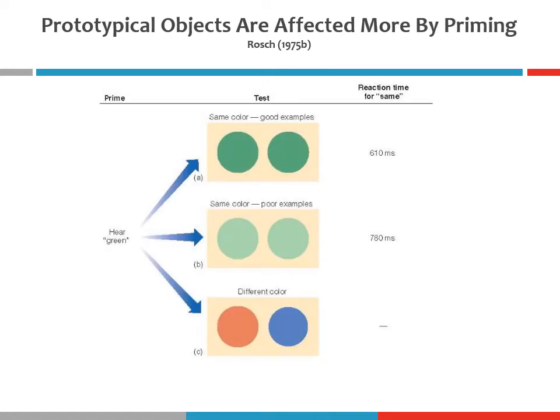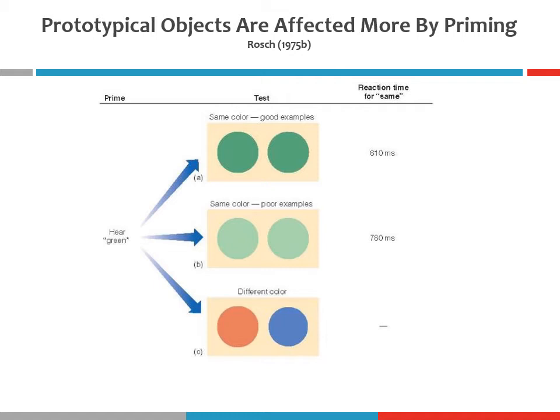Another result that seems to support this prototype approach to categorization is that prototypical objects are more affected by something called priming. Priming occurs whenever the earlier presentation of a stimulus facilitates your response to another stimulus that usually follows closely in time. So let's talk about how this particular experiment was set up.